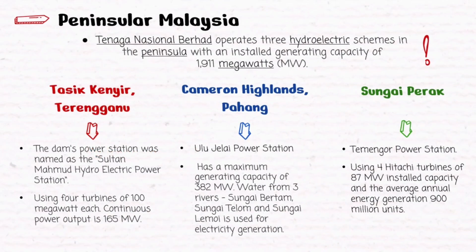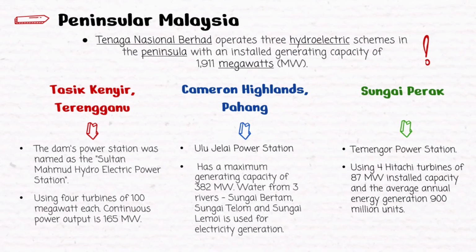Tenaga Nasional Berhad operates 3 hydroelectric schemes in the peninsula with an installed generating capacity of 1,911 megawatts. At Tasik Kenyir, Terengganu, the power station is named the Sultan Mahmud Hydroelectric Power Station. It's using 4 turbines of 100 megawatts each. Continuous power output is 165 megawatts.